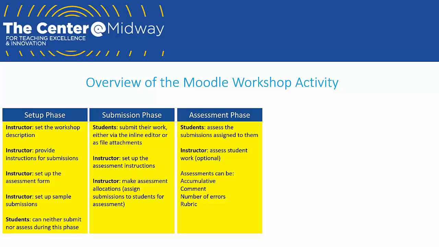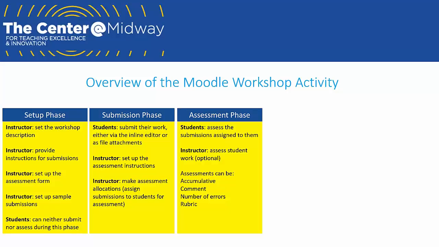In the assessment phase, the students can see who they're supposed to assess, and they can see the submission that they're supposed to assess. They read it and they assess it based on the form that you have created. As the instructor in this phase, if you would also like to assess students' work, that's when you're able to do it. So you can add your own assessment based on your own form.